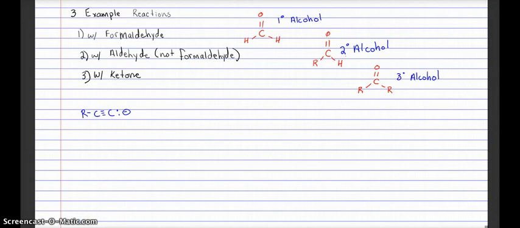So while it's fresh in your mind, I just want to review. You can see the reaction with formaldehyde will give us a primary alcohol. Reaction with any other aldehyde that has at least one alkyl group will give us a secondary alcohol. And then with just a regular ketone where we have two alkyl groups, we'll get a tertiary alcohol.